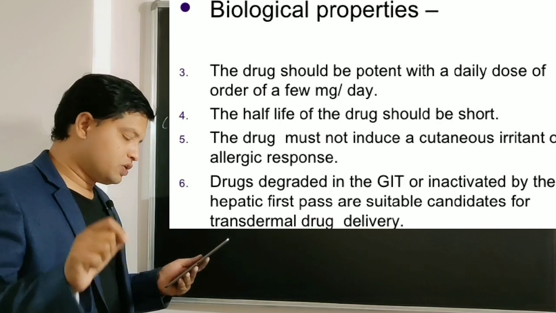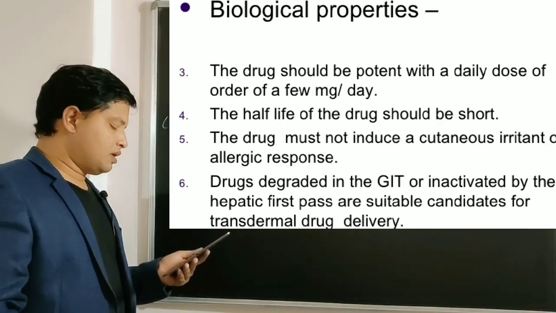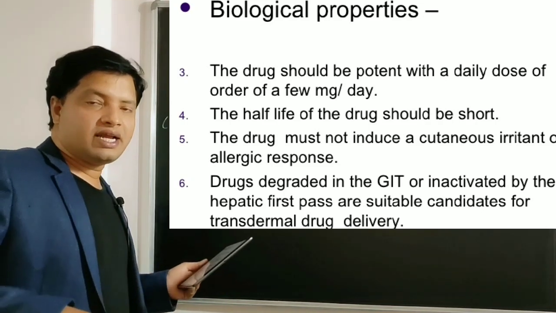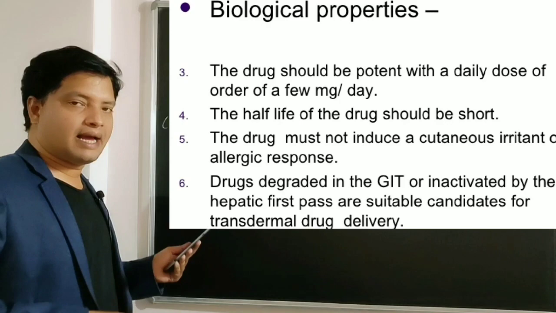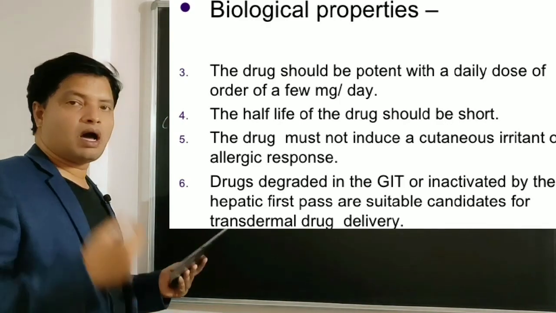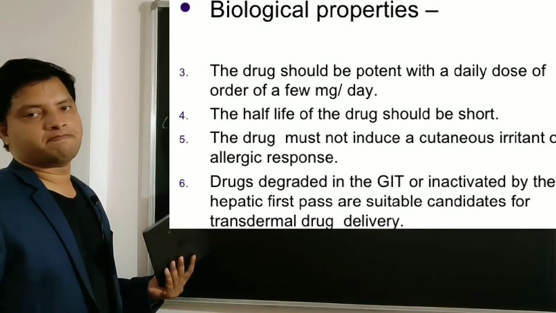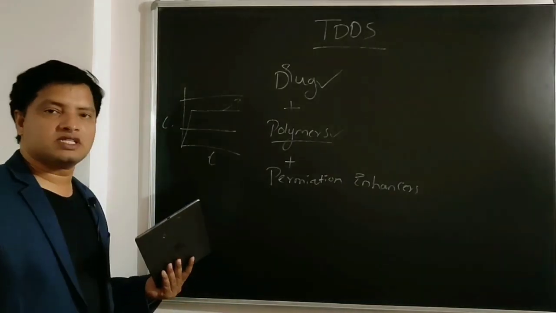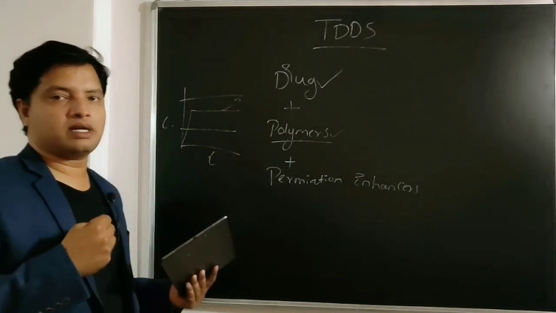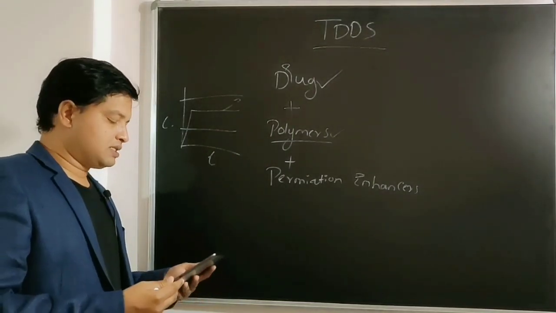Then the drug should not cause cutaneous irritation or allergic response, obviously. Then the drug which is inactivated in the GIT, or causes gastric irritation, or undergoes excessive first-pass metabolism, is a good candidate for a transdermal drug delivery system. So these are the properties of the drug which are required. Then only we can design the drug in the form of a transdermal drug delivery system.